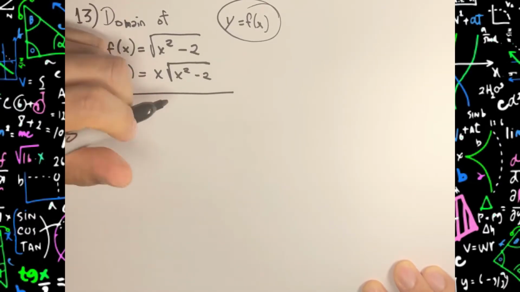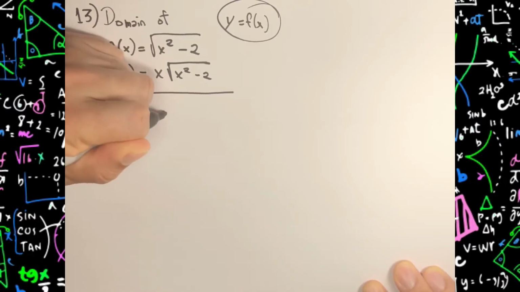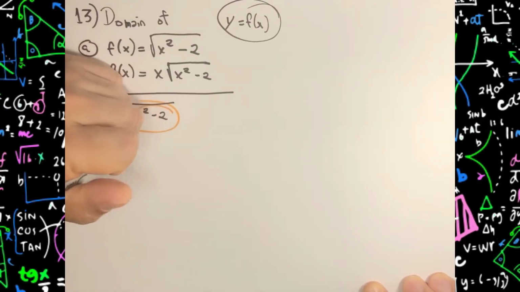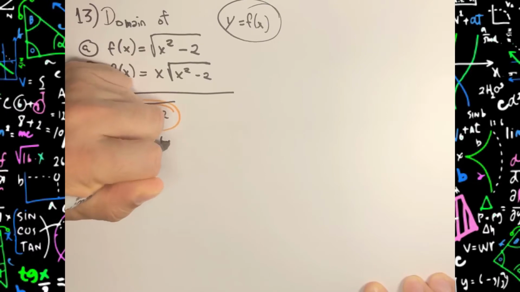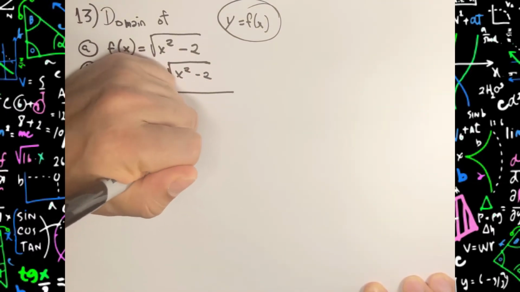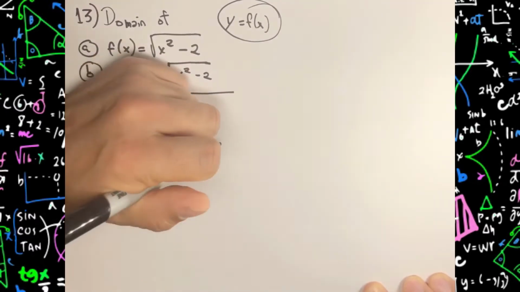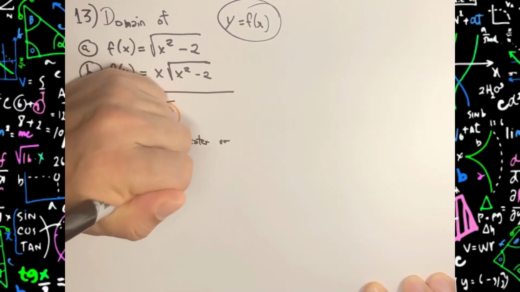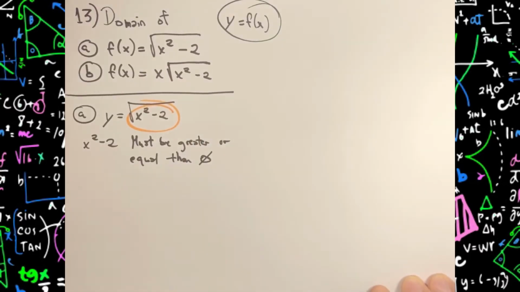We're going to rewrite f of x equals y equals square root of x squared minus 2. Again, the inside of the root, the argument of the root, has to be positive. Therefore, we must comply that x squared minus 2 must be greater or equal than 0. That is to guarantee the existence of a square root. Why? Because square roots of negative numbers do not exist.